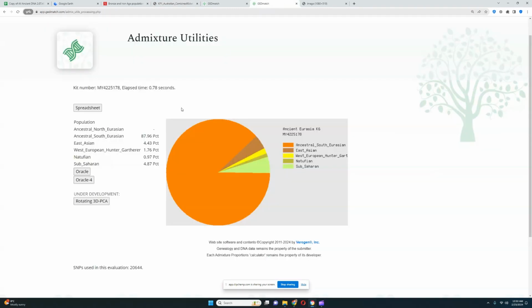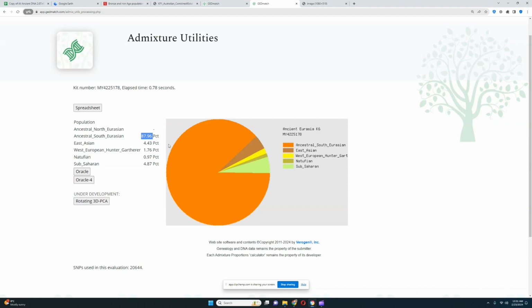Let's explore what he gets with GD match with Ancient Eurasia K6. I find this to be a very interesting calculator, especially for groups like Australians and Melanesians and South Indians, because they have an ancestral South Eurasian category here, which shows you how much of this South Eurasian drift they have. And you can see this individual has a lot of South Eurasian specific drift, whereas with other calculators, you might not get this precision.